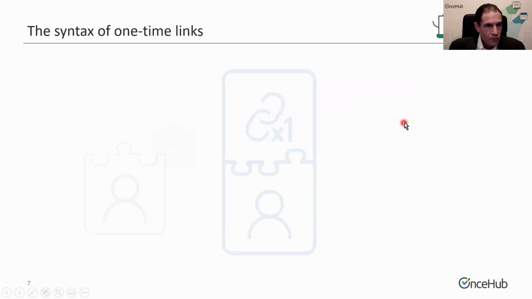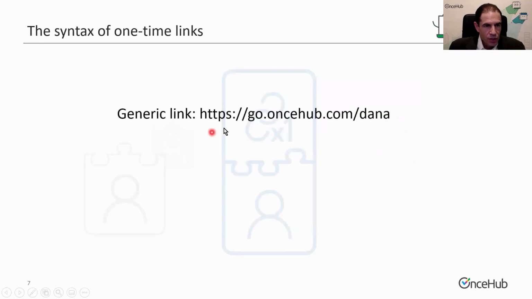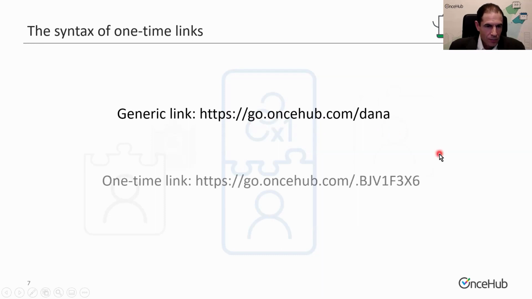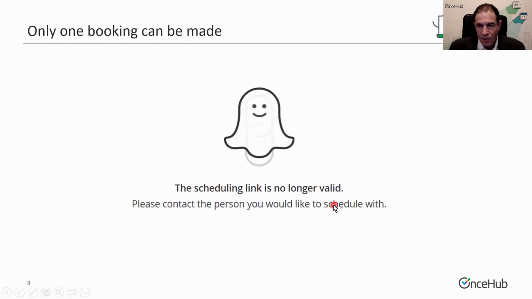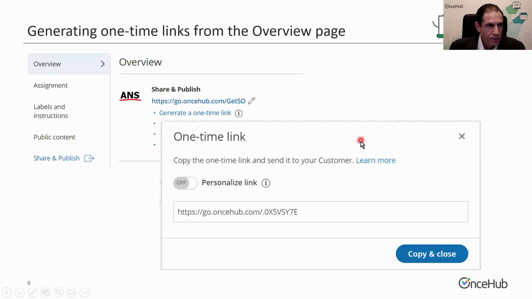What is the syntax of one-time links? This is a generic link, go.oncehub.com/Dana, and the one-time link would look something like this. It has a dot and then it has a code. That's the one-time link, and it's good for one booking only. If the prospect or the customer tries to use that link again, they will see a message like this one that says the link is no longer valid.